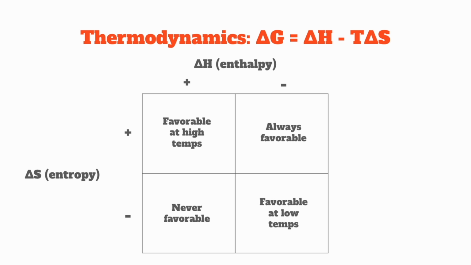Moving into thermodynamics, when the enthalpy is positive and the delta S is positive, the reaction is favorable at high temperatures. When the delta H is negative and the delta S is positive, it's always favorable. When the delta H is positive and the delta S is negative, the reaction is never favorable. And when both are negative, the reaction is favorable at low temperatures.